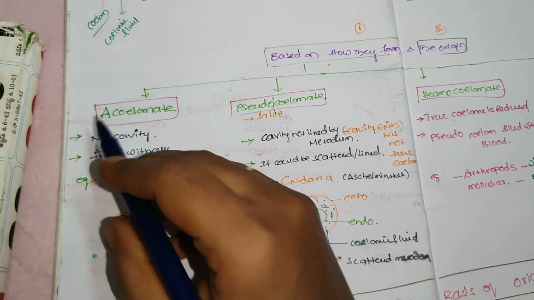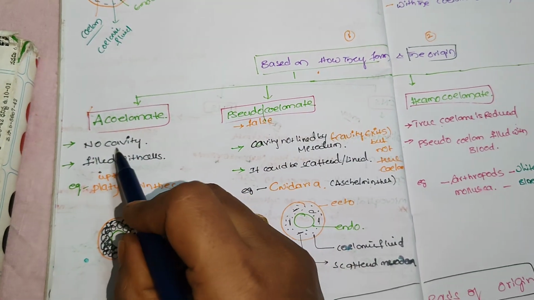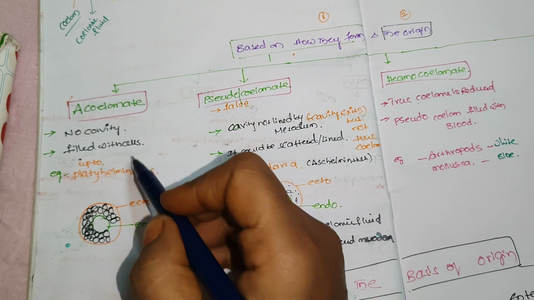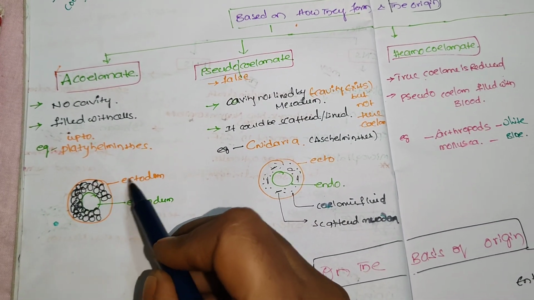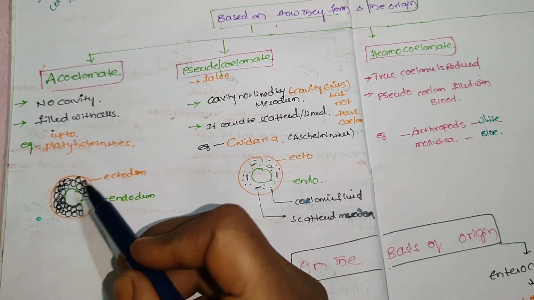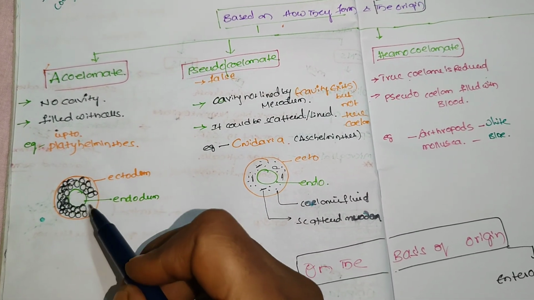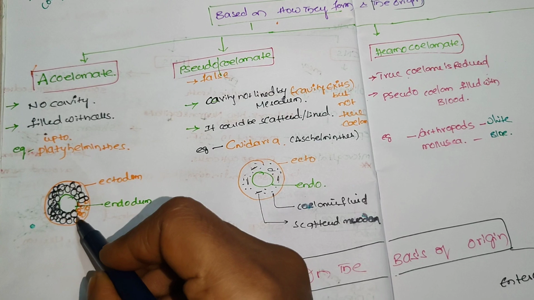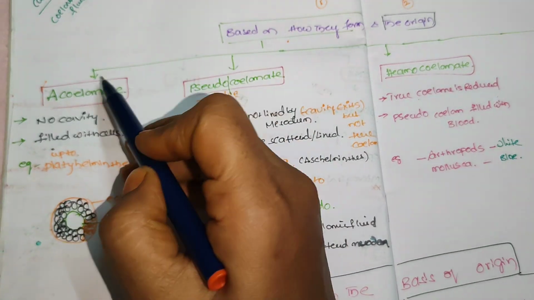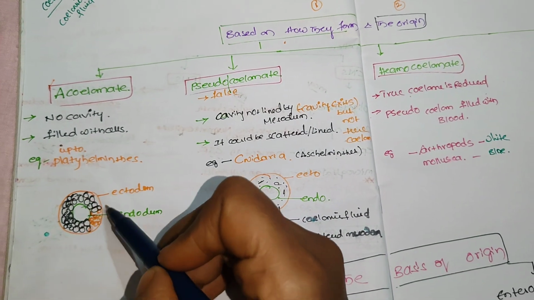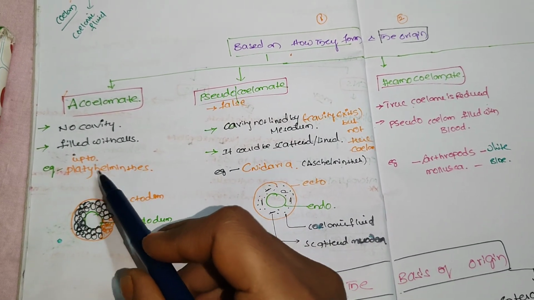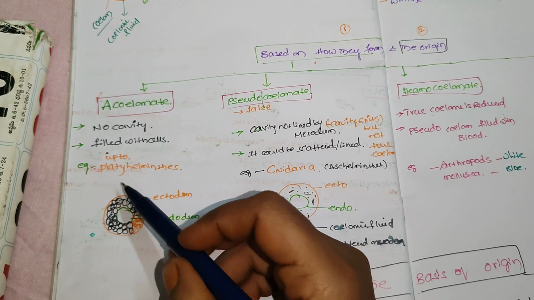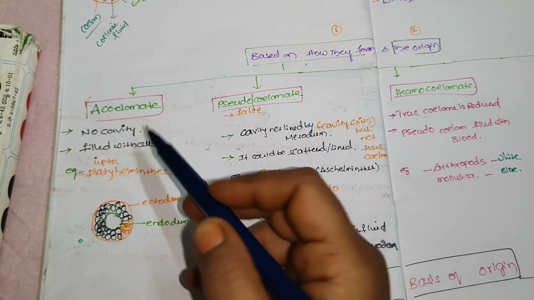The first one is acoelomate. Here A means absent, meaning there is no coelome or no cavity. The total space is filled with cells, so there is no gap. For example, here ectoderm, here endoderm. If a coelome were there, we would have an open space, but here there is no space. The space is filled with cells, so there is no cavity. Examples are from Porifera up to Platyhelminthes. All of these come under acoelomates.